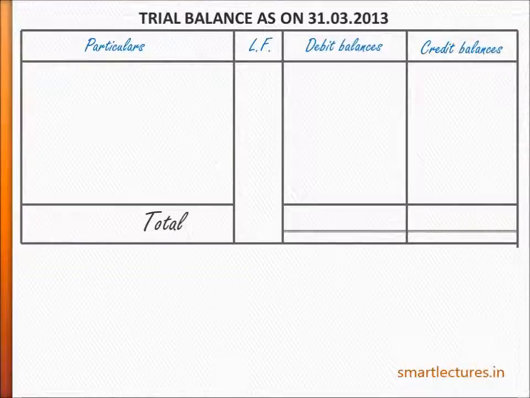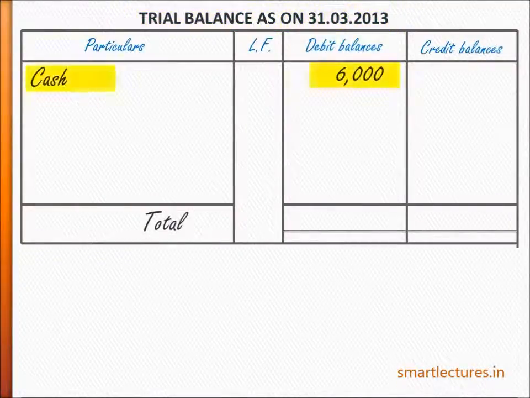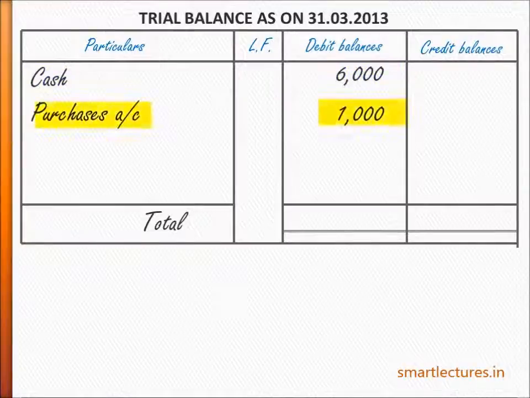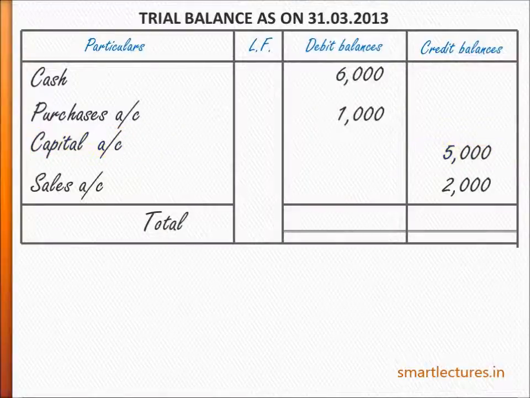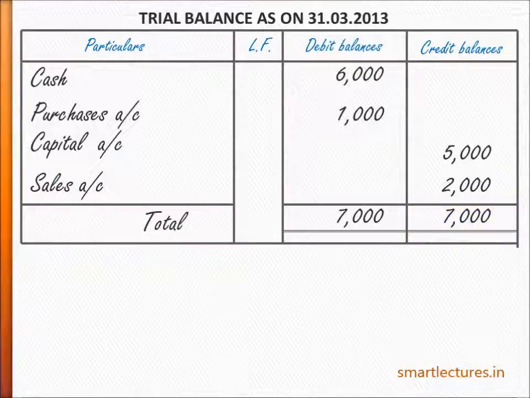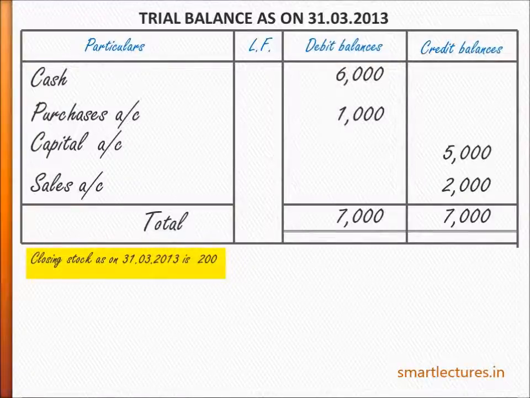Now let's take another question of trial balance. Trial balance as on 31st March 2013. On the debit side, cash is 6,000, purchase is 1,000, total 7,000. And on the credit side, capital 5,000, sales 2,000, total 7,000. So these are the debit balances and credit balances of the trial balance. And the closing stock at the footnote is 200 rupees. In the previous question, there was no closing stock, but we have got the closing stock now.